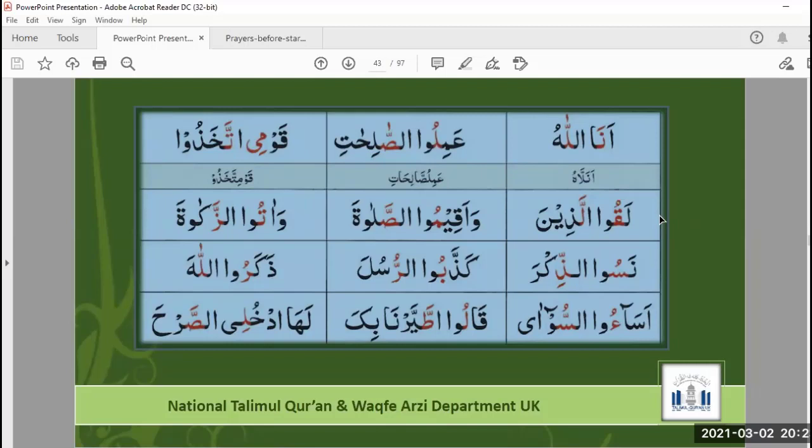Very good. Wa aqimus salata. Okay. It is only one second. It's a Hamza sound only for one second. Salata. You don't prolong this sod sound and Hamza sound here. One second, yes? Wa aqimus salata. Yeah. Wa atuz zakata. This one.